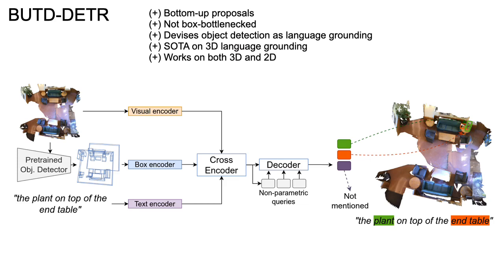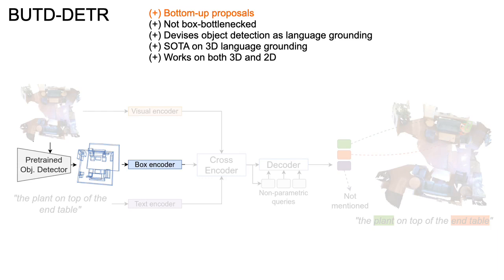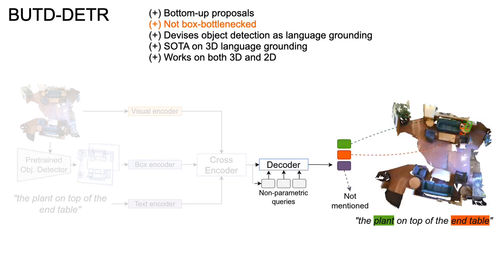Inspired by MDETR and aiming to create a model that works both on 2D images as well as 3D point clouds, we introduce BUTD-DETR, or bottom-up and top-down DETR. BUTD-DETR gets bottom-up feedback by attending to an additional stream of box proposals obtained by a pre-trained detector. At the same time, it uses top-down guidance from the language utterance to attend to the scene and localize the relevant objects. BUTD-DETR is not box bottlenecked.